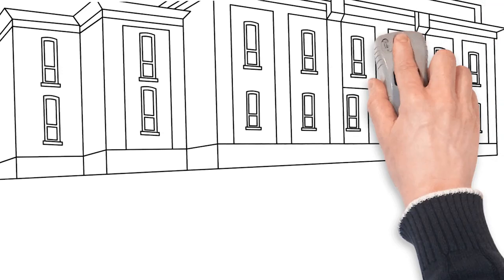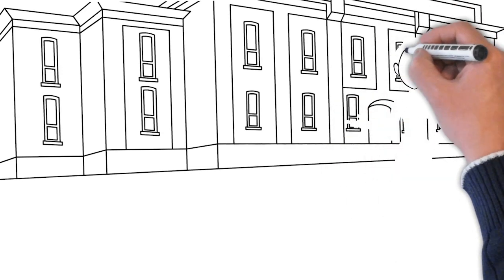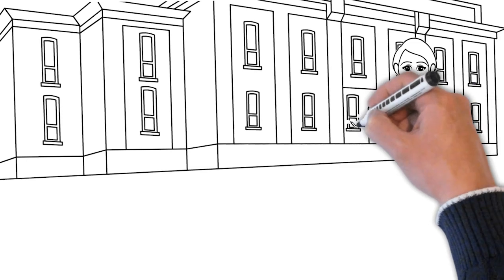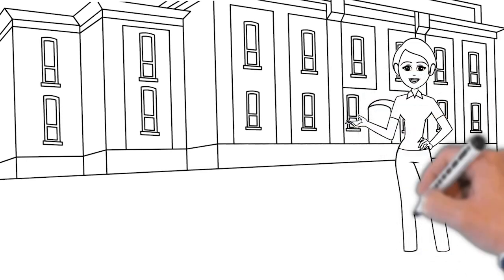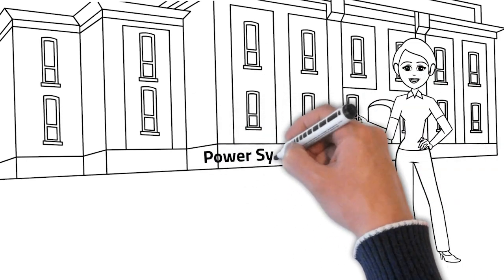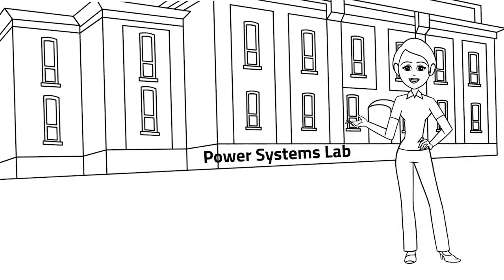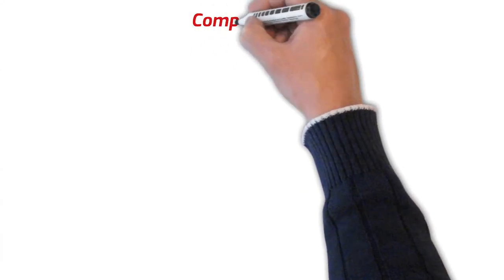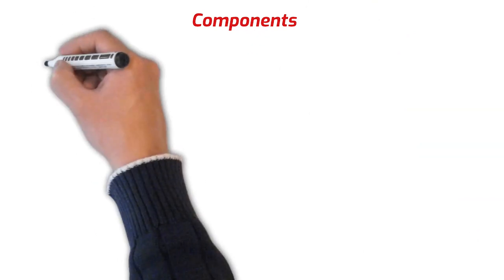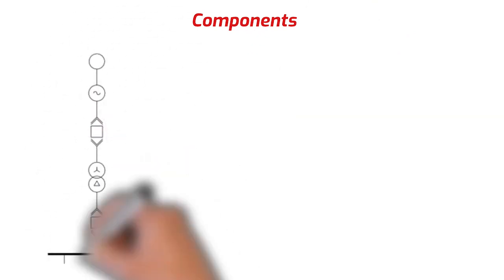Before starting the practical, first look at the single line diagram provided to you and try to identify the components and collect the nameplate details. Next, let us look at how the components are connected to each other.